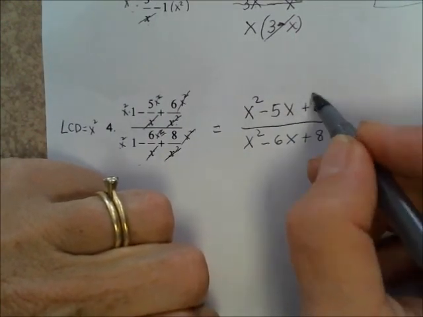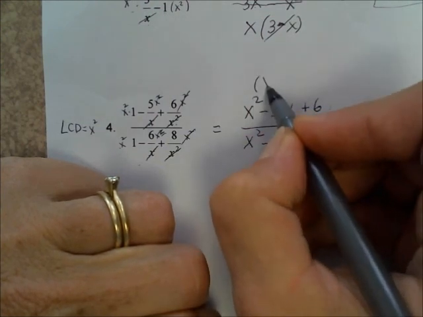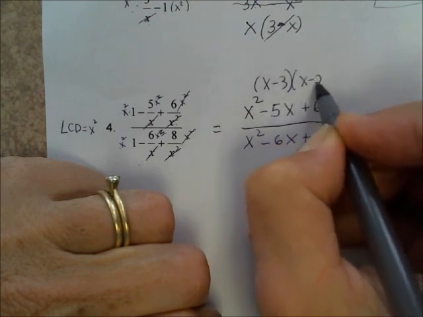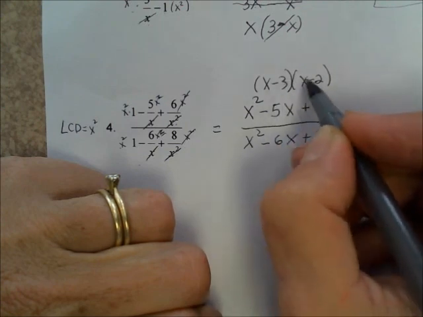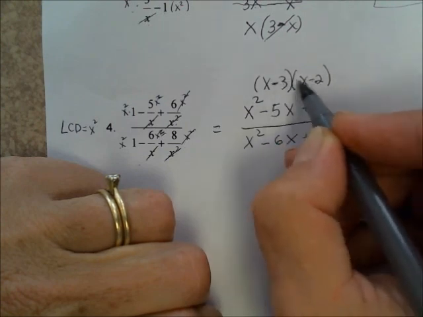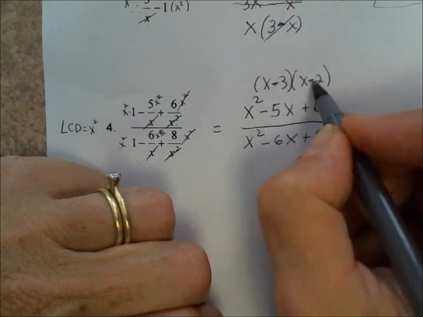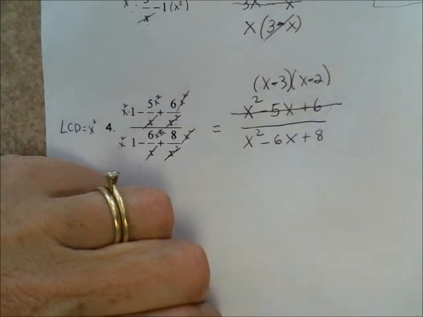There are factors of 6 that add up to negative 5. Well, what are they? They are negative 3 times negative 2. Don't think about 6 and 1, because they both have to have the same signs. Negative 3 times negative 2 is positive 6. Negative 3 plus negative 2 is negative 5. So that's the only way you can factor that one.